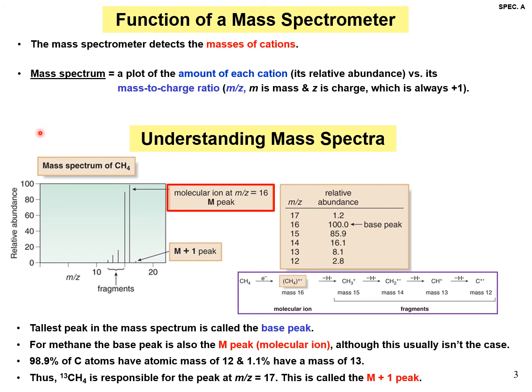About 99% of carbon atoms have a mass of 12, and about 1% have a mass of 13. So therefore, the peak at 17, which is shown here, is referred to as the M+1 peak, and that's due to the other isotope of carbon that's present.